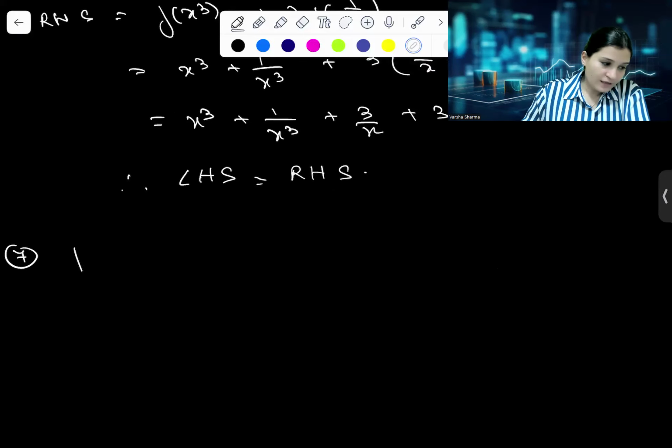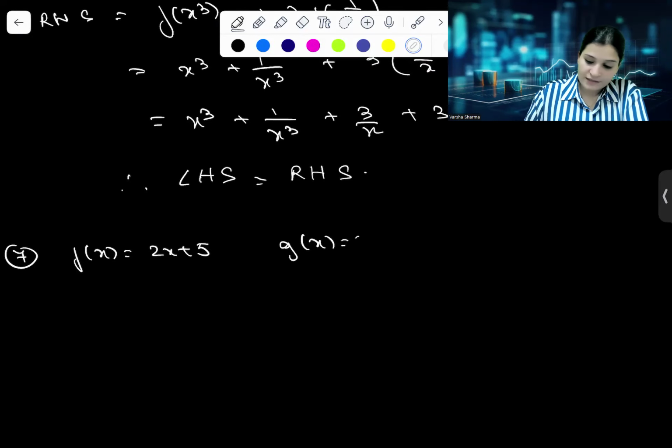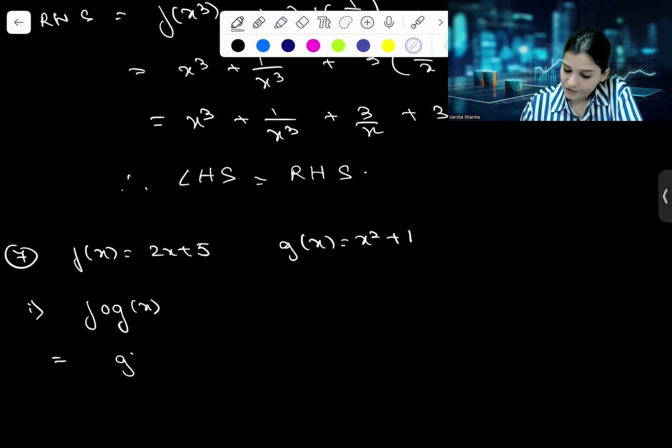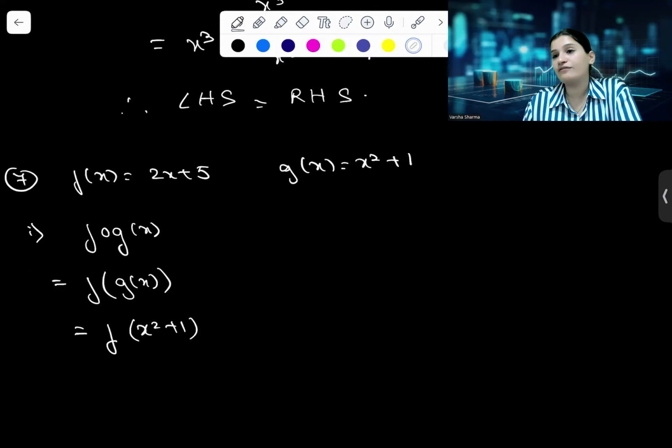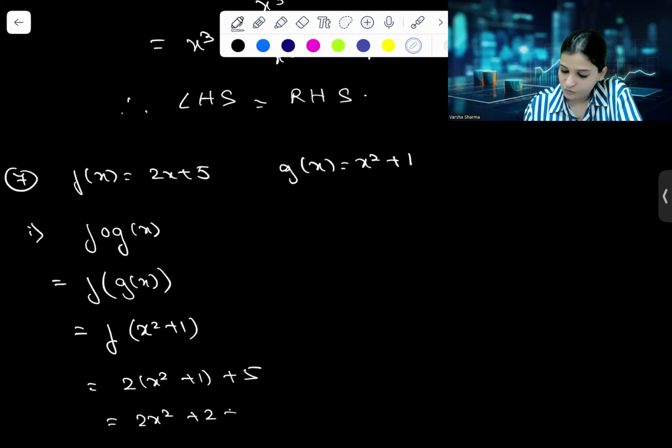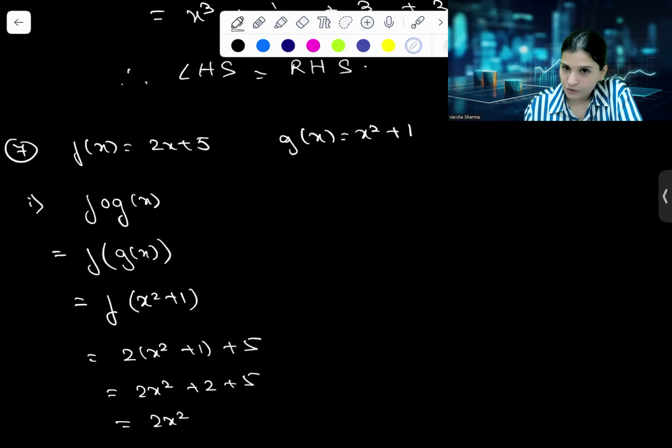Question number 7. f(x) is 2x + 5, g(x) is x² + 1. Number 1, f composite g. So we need to write x here. First g(x), and the answer will be substituted in it. Instead of g(x), we can put x² + 1. Now this value will be put instead of x in f. So it will be 2 times this plus 5. So 2x² + 2 + 5, which makes it 2x² + 7. Right?